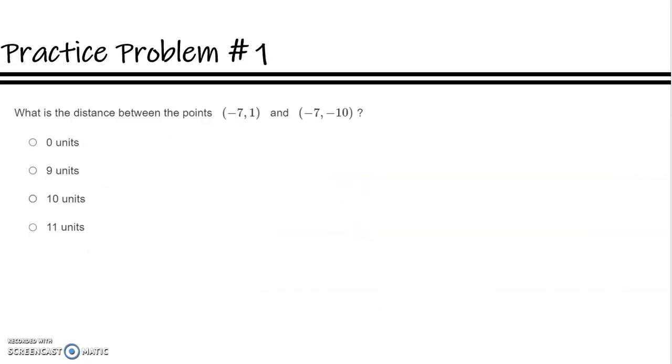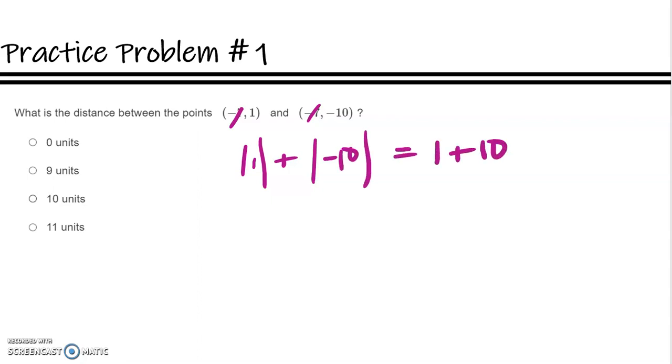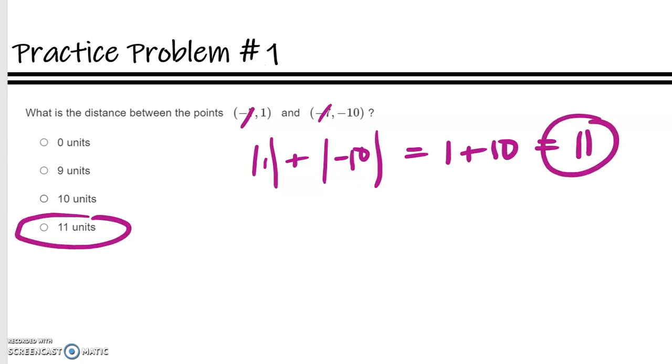So go ahead and pause this video and see if you can find the distance between these 2 points. So looking at the points, I see that their x values are both negative 7. I'm going to cross those out, and I'm going to look at the 2 numbers that are different, and those are my y's. Now, one y is positive, one y is negative. When I have different signs, I add their absolute values. That would be 1 plus 10, which is 11.